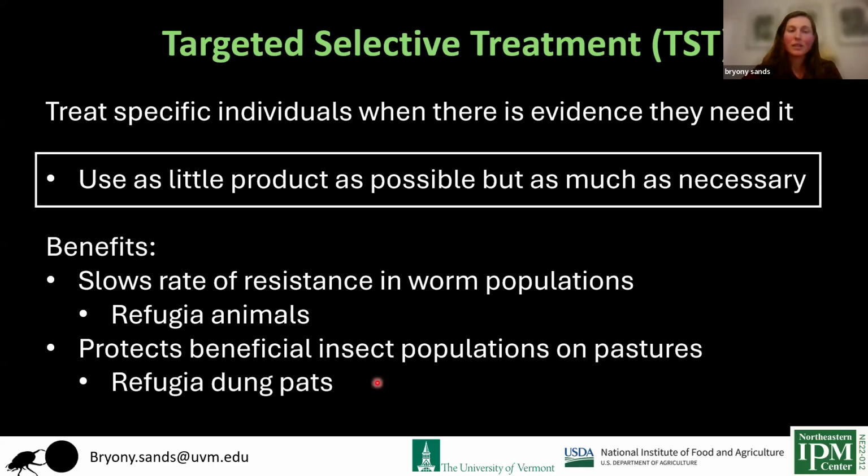Secondly, this will obviously protect beneficial insects such as dung beetles by providing refugia dung pats. So that's, again, just untreated, non-toxic dung patties. They'll be around at all times, so not all beneficial insects will be exposed to insecticide residues.